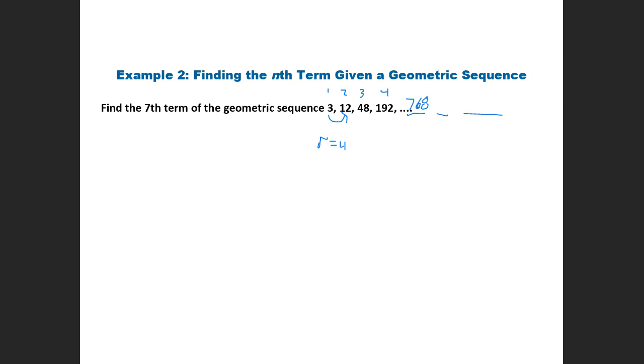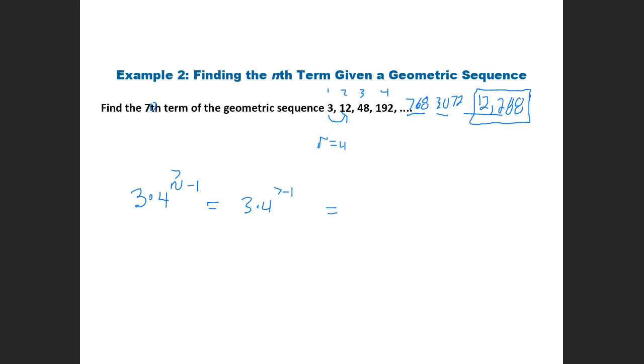It's my 5th term. Then I'm going to multiply that by 4, and that gives me 3072. That's my 6th term. Then I'm going to multiply that by 4, and it gives me 12,288. Okay, so that's my 7th term. That wasn't that hard to find. Now, if it asked me for the 70th term, I probably wouldn't do that. But let's write an equation. My first term is 3 times my r value to the n minus 1. So if I wanted to find the 7th term, I plugged 7 in for n. So that would be 3 times 4 to the 7 minus 1.